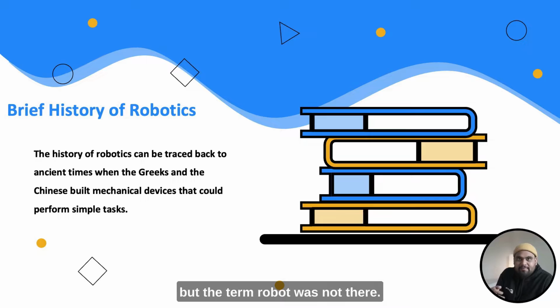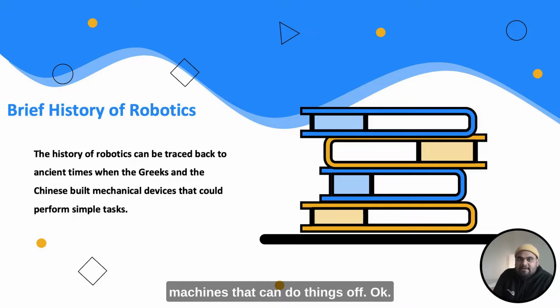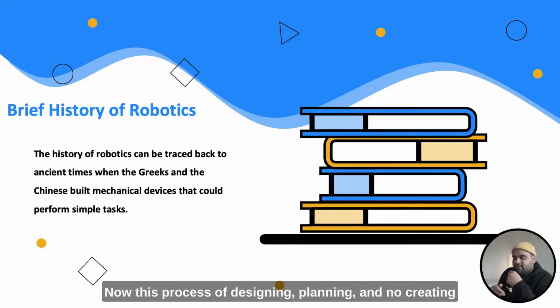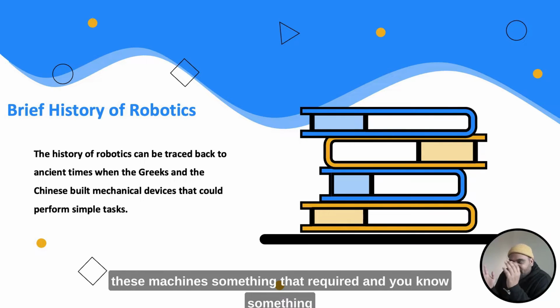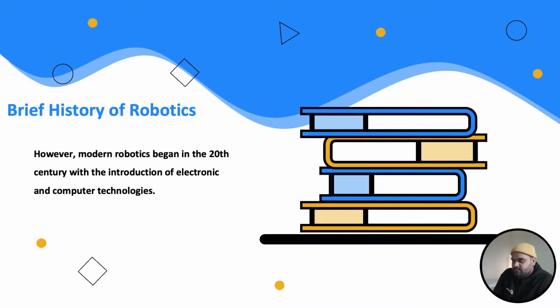Robots existed, okay, but the term robot was not there. The term robot came along after time. But the whole idea was that the Greeks and the Chinese had already figured out that the easiest way to automate processes is to build machines that can do things for you. Now, this process of designing, planning, and creating these machines is something that wanted robotics to be there. And that's what we are going to talk about here.